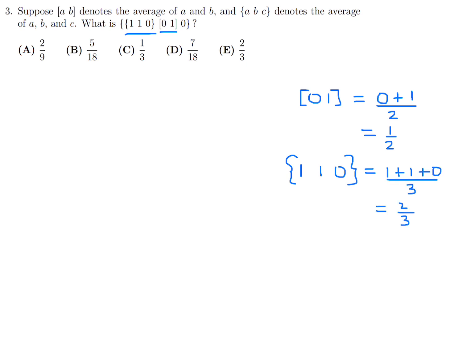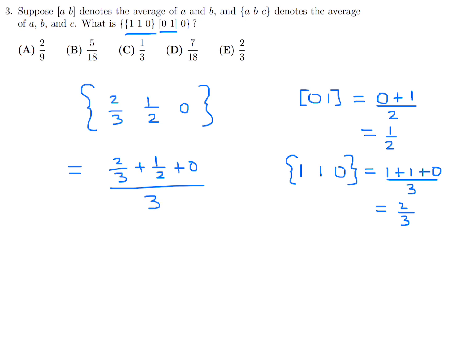1 plus 1 plus 0 divided by 3 this time, and that would be 2 over 3. So substituting these findings into this big thing right there, that's going to be 2/3, 1/2, and of course don't forget that 0. And this is, of course, by definition that they gave the average of those three numbers. So 2 over 3 plus 1/2 plus 0 all over 3. So, of course, get a common denominator, and that's going to be 4 plus 3 over 6. Invert and multiply, 1 over 3. So that is 7 over 18. And therefore, number 3, the answer is D.